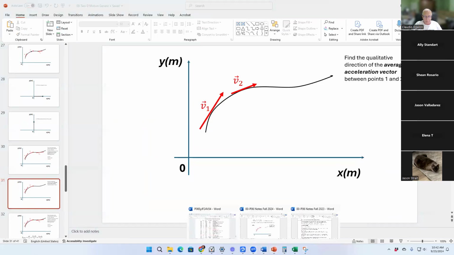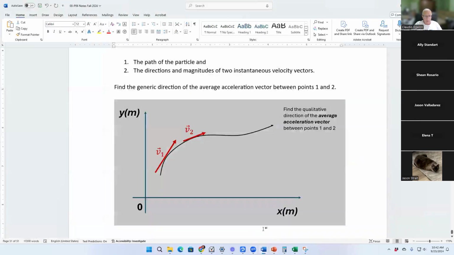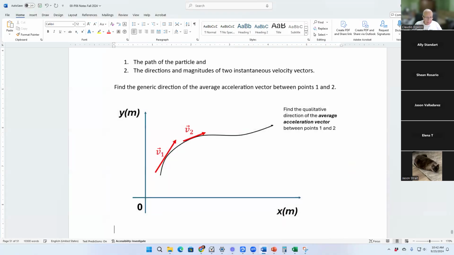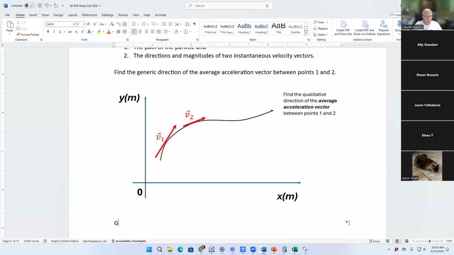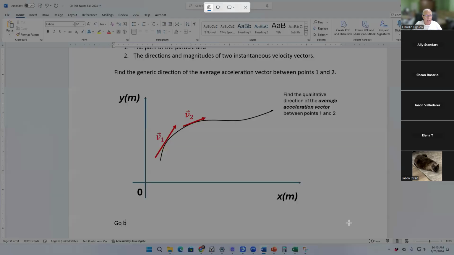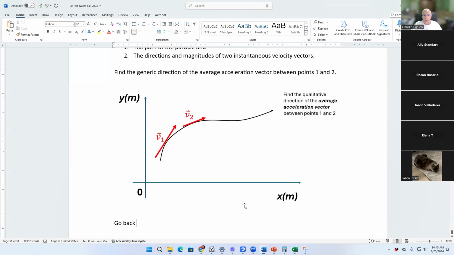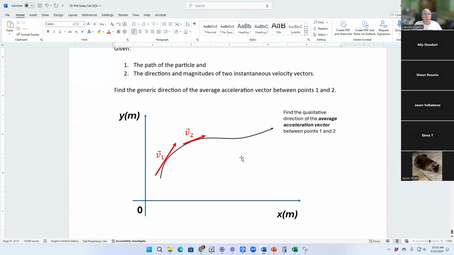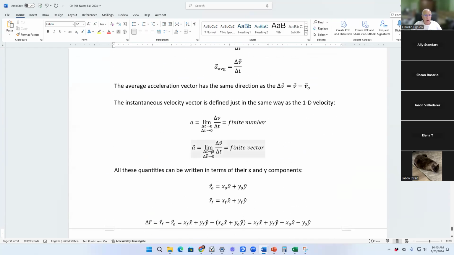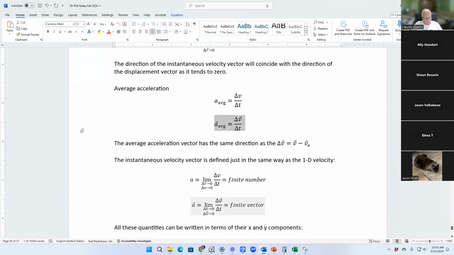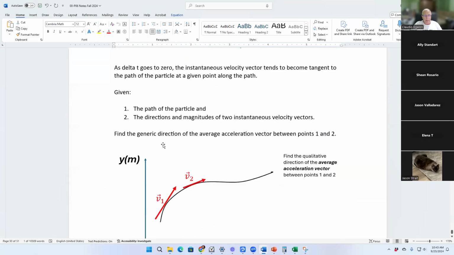Well, the first step is to go to the definition. Go back to the definition of average acceleration vector. Go back here. I'm going to copy it. Here you go. Right in here.